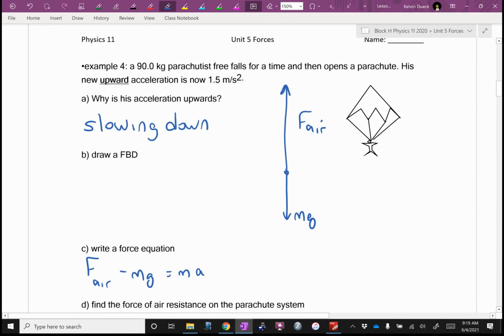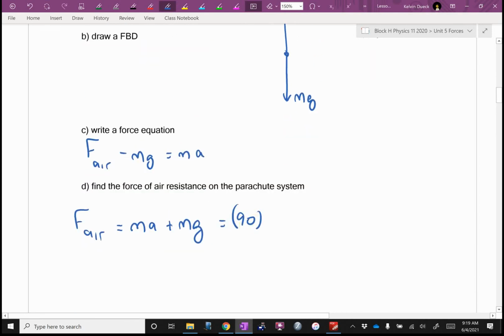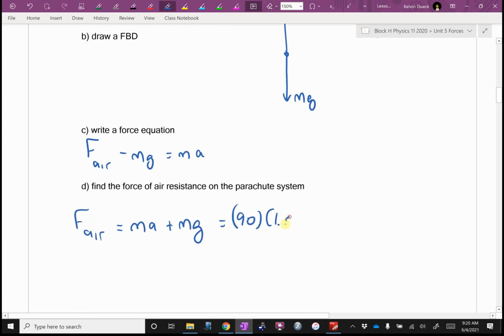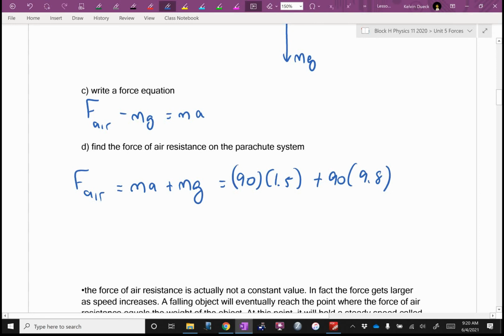What was the mass? 90? 90? What was A? Did you look for the word acceleration, or when you're looking for A, did you just look for a meters per second squared? Because that's all I did. That's got to be the acceleration. And then I went back and I checked, but that's where I targeted. So 1.5 plus 90 times 9.8. What do you get? Sorry? 1017?